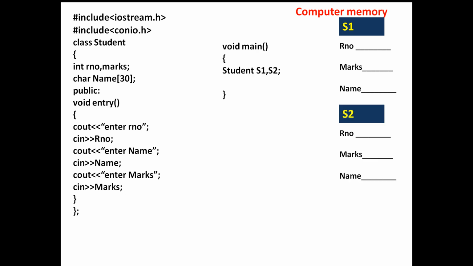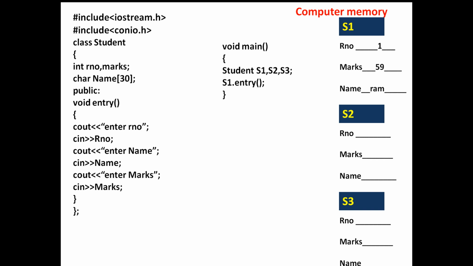In the same way we are declaring S2, and S2 will also get 3 memory spaces for roll number, marks and name. And we have declared the S3 object. The S3 object will also get 3 memory spaces for storing roll number, marks and name.